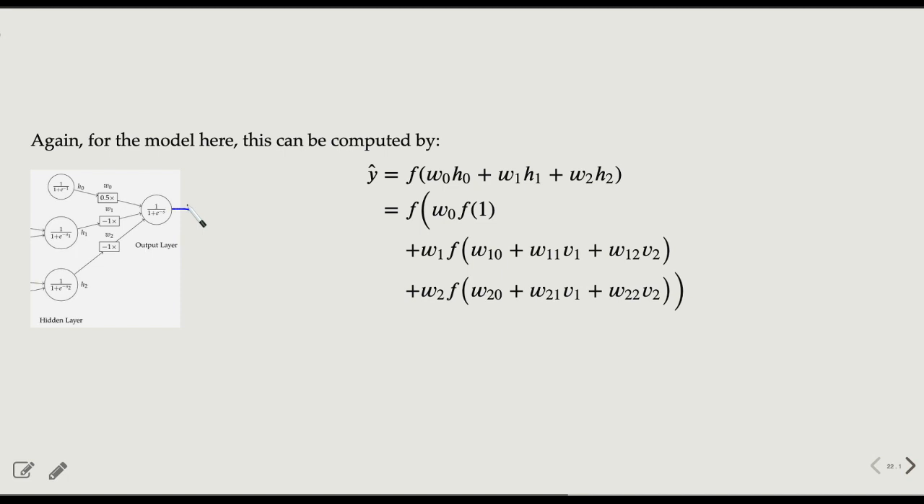So the final output, the final prediction y hat, can be computed as the weighted sum from the hidden layer. Again, it's a sigmoid transformation. So here we first have the sigmoid function. This is the sigmoid function of the weighted sum: W0 times H0, W1 times H1, W2 times H2.